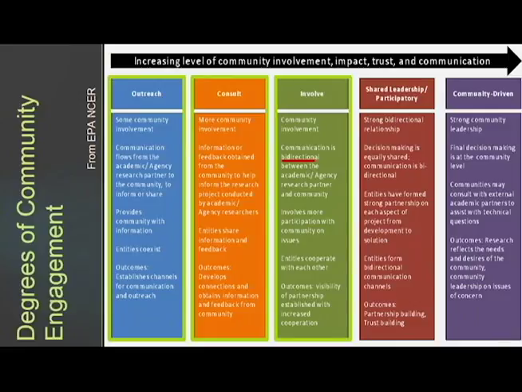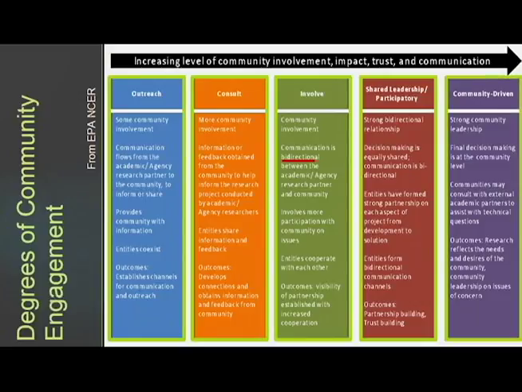However, this is more one-directional, and we are trying to move more towards consulting and involving the community and having that feedback that is bi-directional, and hopefully, eventually, where there is shared community leadership and participation between the community and researchers to the point where it is community-driven and they may be seeking external support. And so the outcomes, as we see in the purple on the far right, is research that reflects the needs and desires of the community and community leadership on issues of concern.